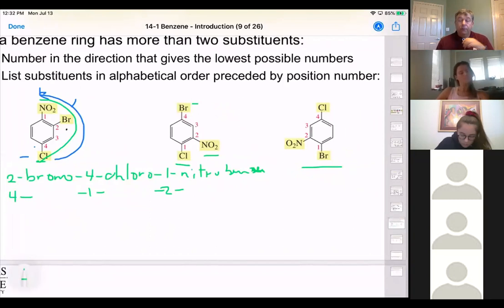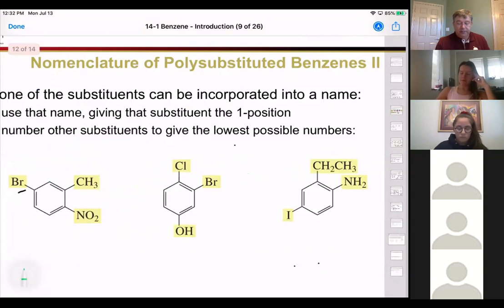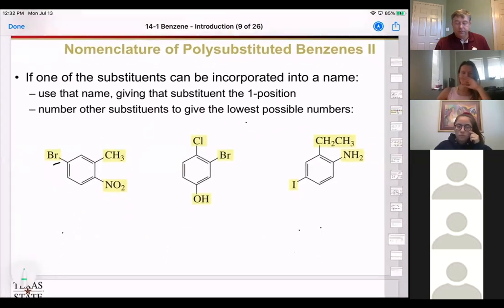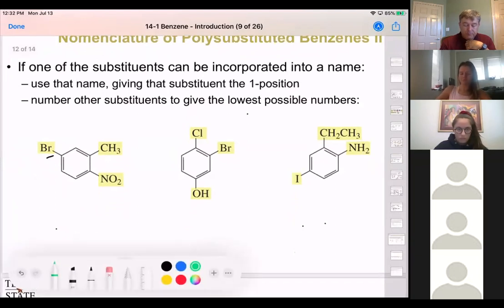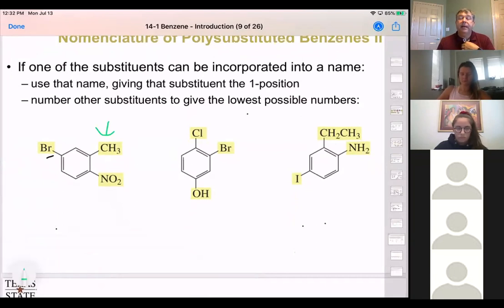Okay, however, when we do change the name, we always start with whatever substituent changed the name as position 1, and then still try to get to our lowest number. Let me show you an example of that on these ones right here. In this case, we have this methyl group changing our name, so we know it has to be based on toluene. Because this has to be our 1 in toluene, we now have to figure out which direction to name it to get to the lowest number.